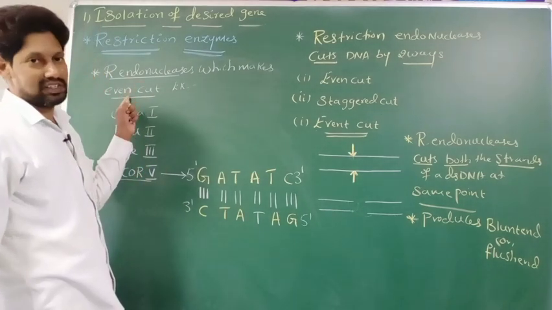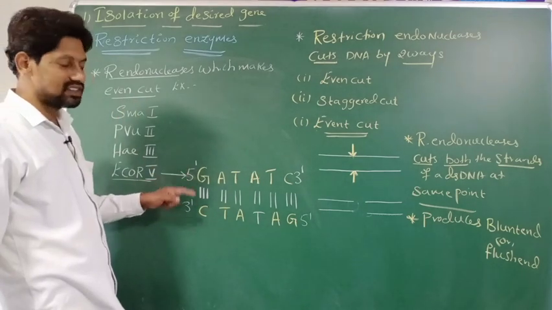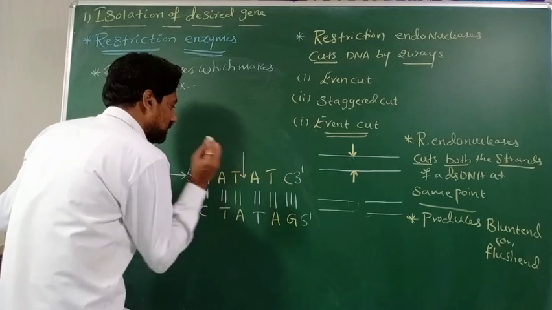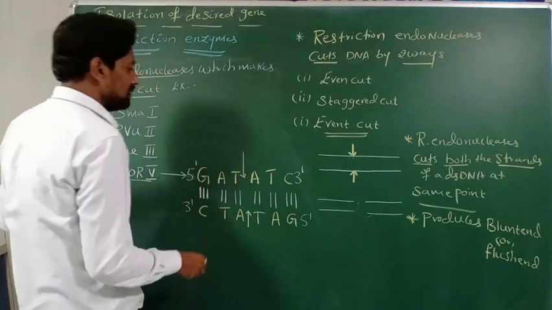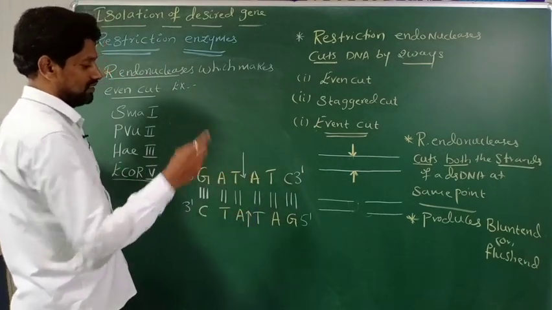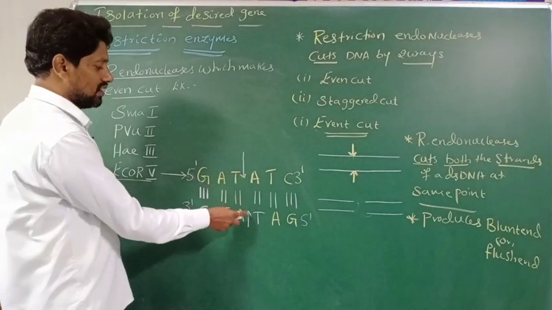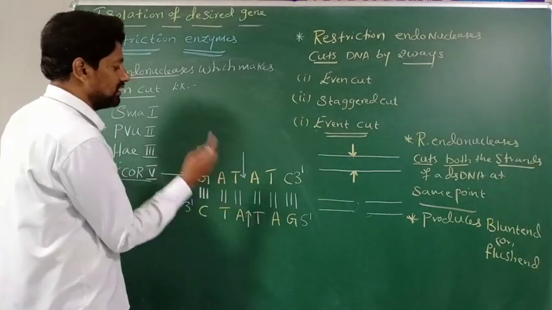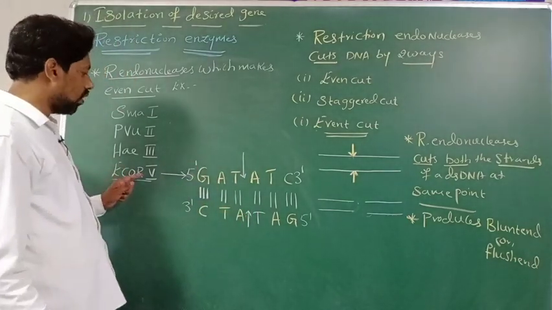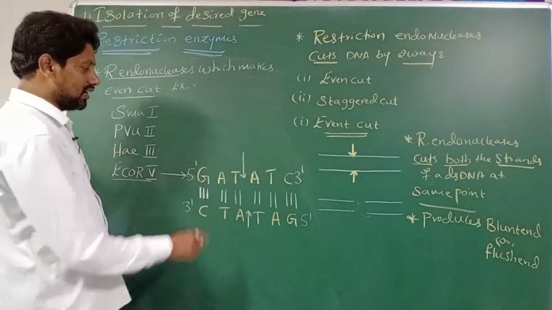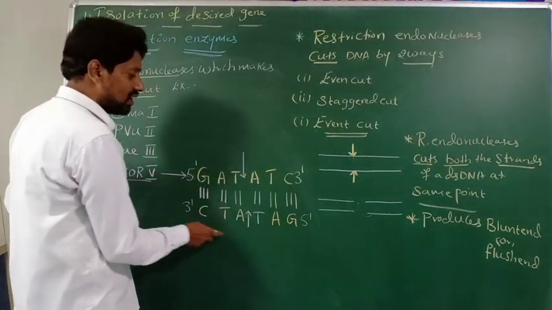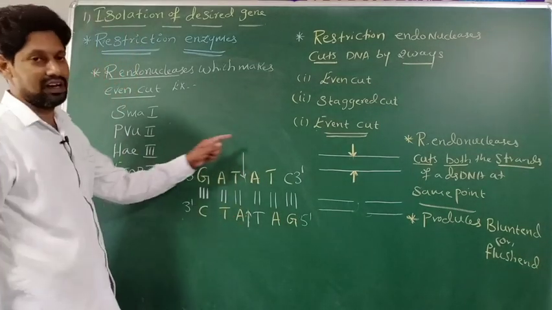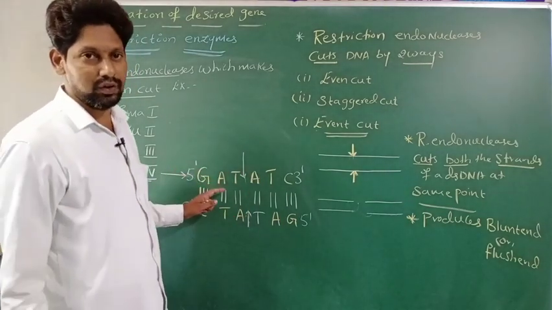It makes an even cut. It means it cuts both the strands at the same point. It is going to cut the first strand at this point, the second strand at this point, cutting both the strands at the same point, that is in between T and A. Therefore, EcoRV is cutting the recognition site at the center. Is this statement clear?